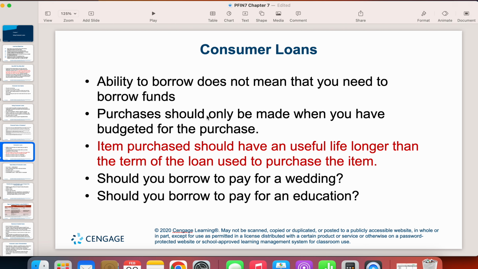Okay, so if you can take out a consumer loan, it doesn't mean you need to. Purchases, really, I think the advice should only be made when you have budgeted for the purchase. Generally, purchases using consumer loans should have a useful life longer than the term of the loan. So if you were going to buy a car and you have a 6-year loan on it, how long does that car last? Does it last 10 or 15 years? Generally, when you're thinking about cars, you can see how many thousands of miles this car can reasonably expect to achieve. And hopefully your loan term will be less than the useful life of that vehicle.